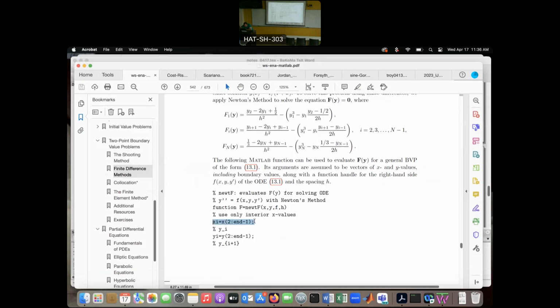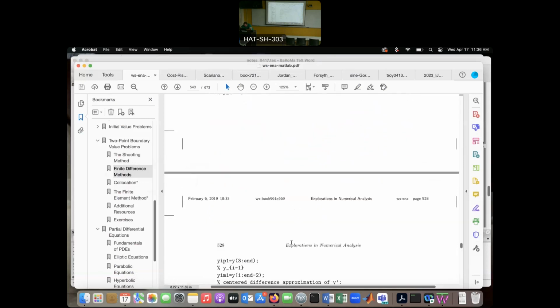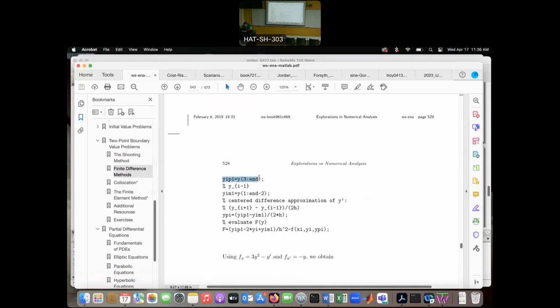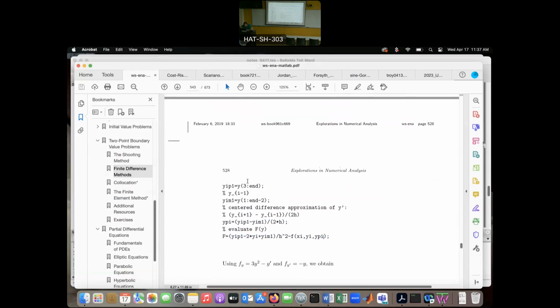Then we take the interior x, y values, so xi and yi are those vectors. This vector gives me y i plus 1, and this vector gives me y i minus 1. Those are convenience variables for evaluating the center difference approximation of y prime. So now I have x values, y values, and y prime values evaluated at the interior. Then I have my center difference approximation of the second derivative. So f is equal to my approximate y double prime minus f of x, y, and my approximate y prime. This is my function f for Newton's method.